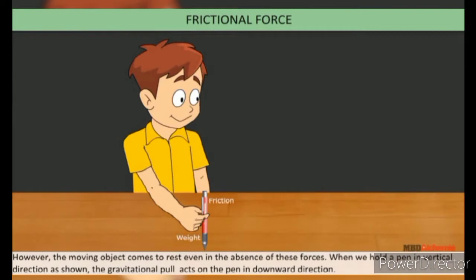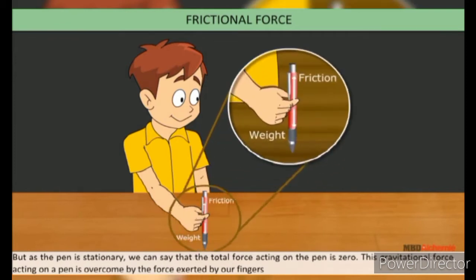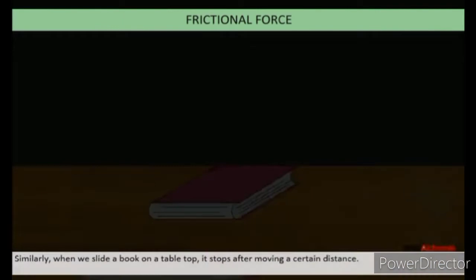When we hold a pen in vertical direction as shown, the gravitational pull acts on the pen in downward direction. But as the pen is stationary, we can say that the total force acting on the pen is 0. This gravitational force acting on a pen is overcome by the force exerted by our fingers.